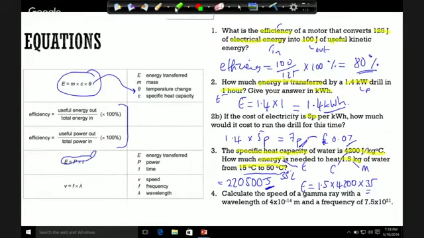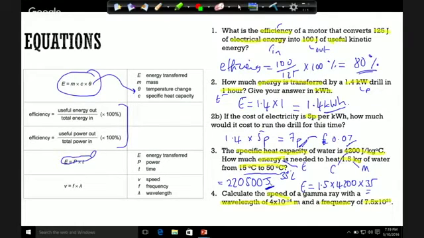Just down here, the final question. I've got a question about 2b, I'll come back to that in just a minute. Final question says, calculate the speed of a gamma ray with a wavelength of 4 times 10 to the minus 14 meters and a frequency of 7.5 times 10 to the 21.